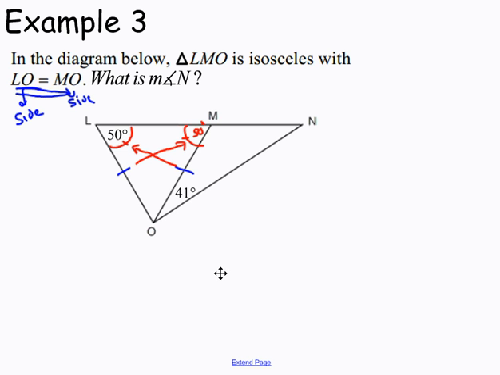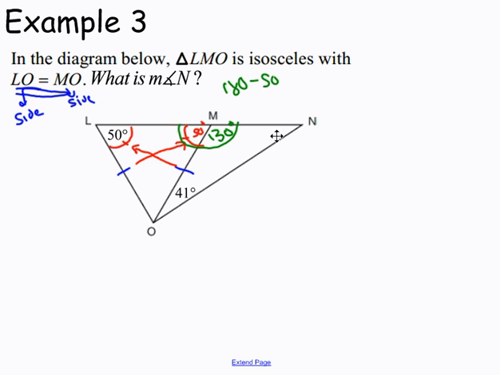All right? All right, well, once I know this is 50, I know that these two angles here have to add up to 180. So 180 minus 50 is 130. So this angle here is 130 degrees.